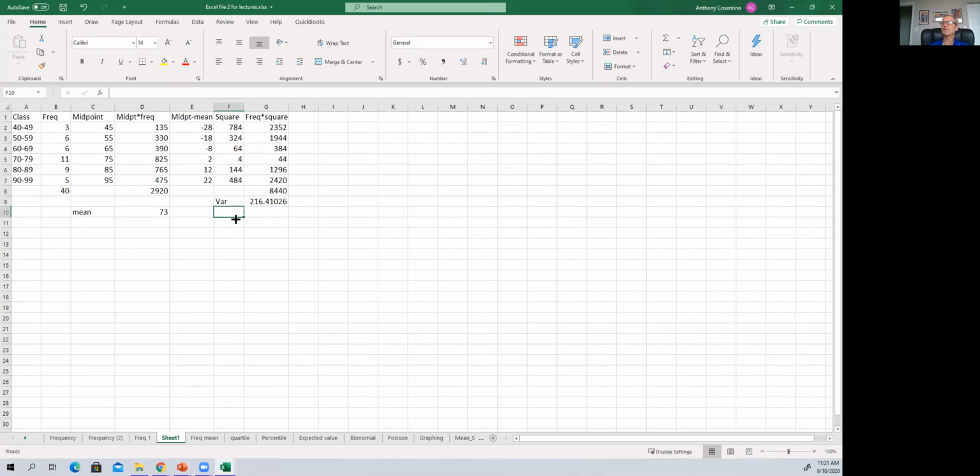And then the standard deviation would be the square root of the variance. Again, you hit the equal sign to get started, highlight the variance, and then shift 6 to the 0.5 is the square root. You can see that the standard deviation for this would be 14.7. The mean is 73, and the standard deviation is 14.7.